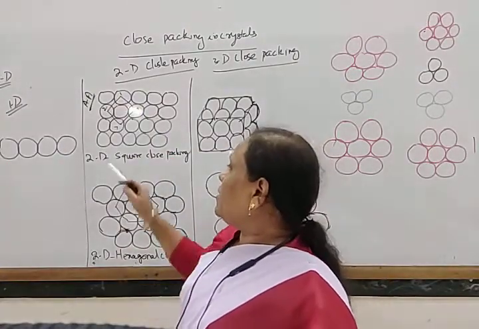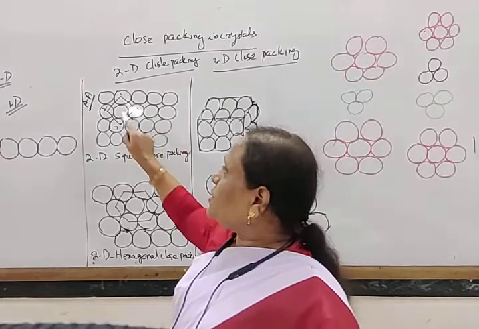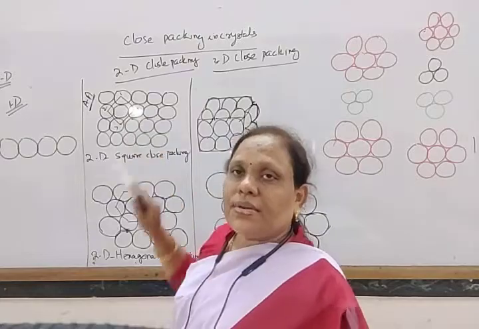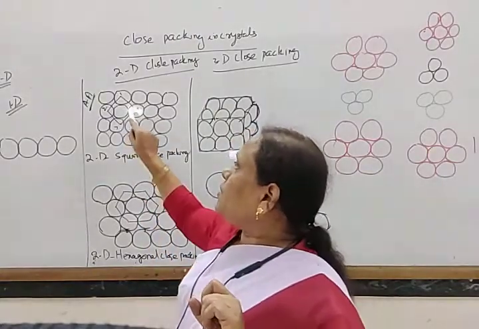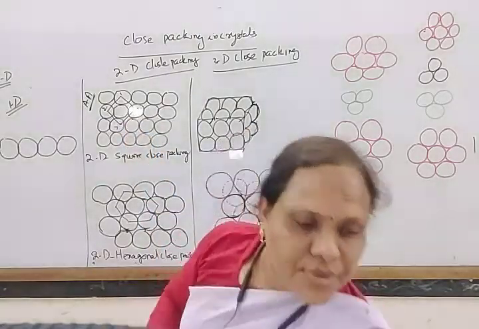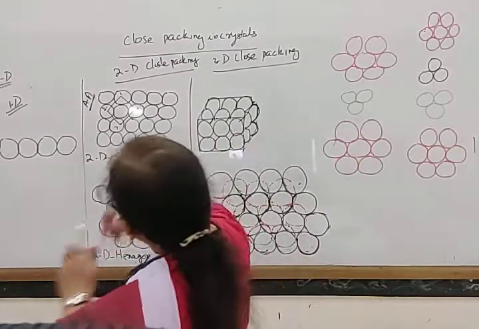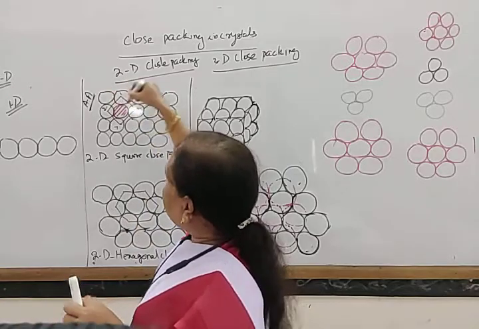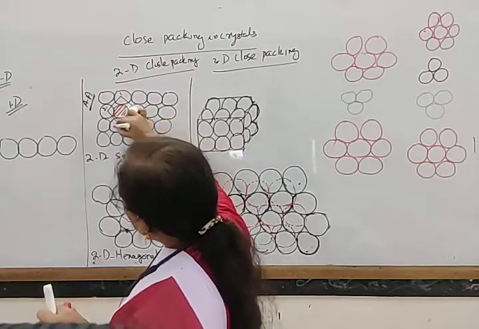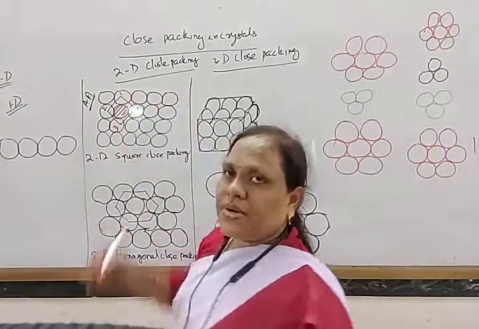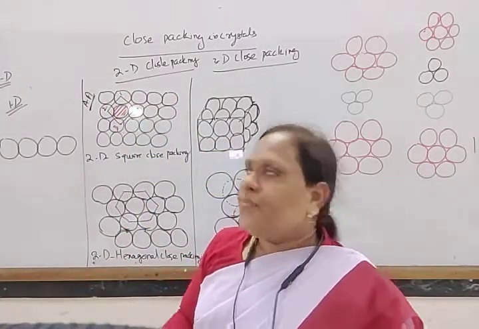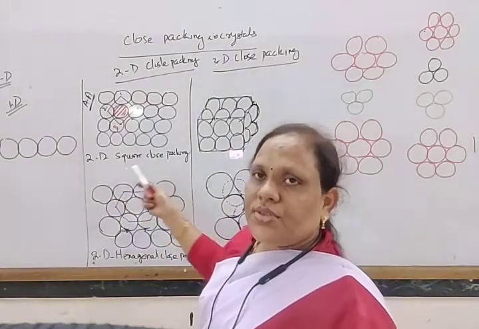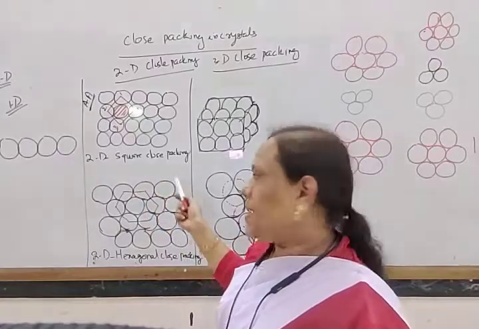This is also called square close packing. If we consider any sphere here, that sphere is directly in contact with four other spheres. Look here, this sphere is directly in contact with four other spheres, 1, 2, 3 and 4. If you join the centers of these four spheres, it gives a square shape. That's why this is called two-dimensional square close packing.